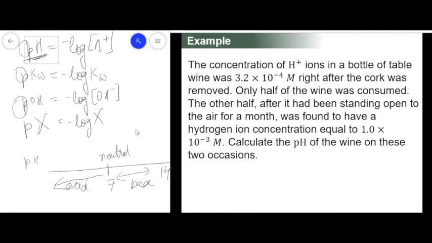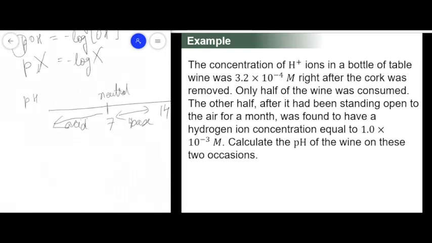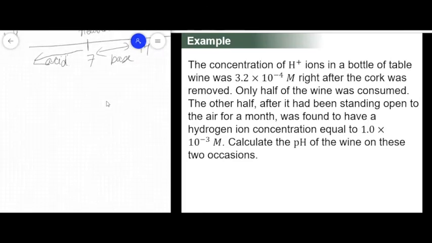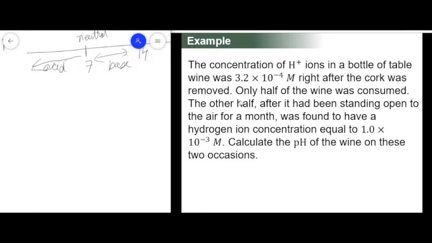For instance, let's try this question. The concentration of H ion in a bottle of table wine was 3.2 times 10 raised to the power negative 4 molar. Right after the cork was removed, only half of the wine was consumed. The other half, after it had been standing open to the air for a month, was found to have a hydrogen ion concentration equal to 1.0 times 10 raised to the power minus 3. Calculate the pH of the wine on these two occasions.